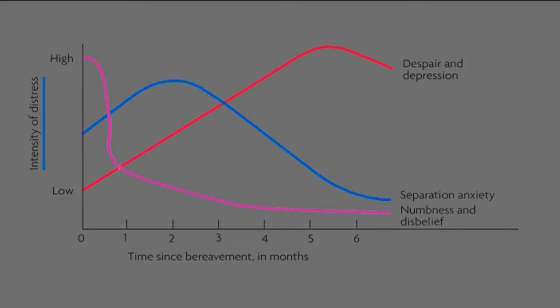So, coming to despair and depression, you can observe clearly here that the intensity of distress is very low compared to the other two, but you can see that there is a gradual increase in the intensity of distress, and the level of distress for people suffering from despair and depression is the highest, and it keeps on increasing, unlike those who are suffering from separation anxiety or numbness and disbelief. So, people who have this response to grief in terms of depression are the worst sufferers of grief according to Jacob's model of grieving.